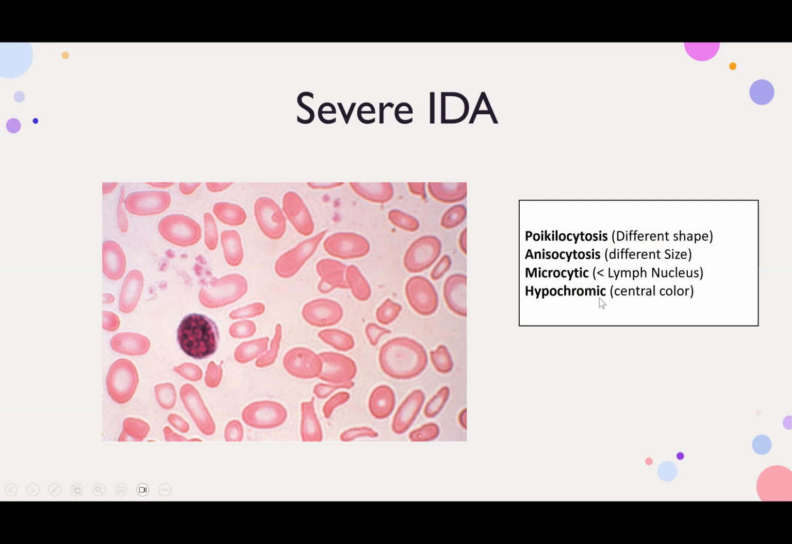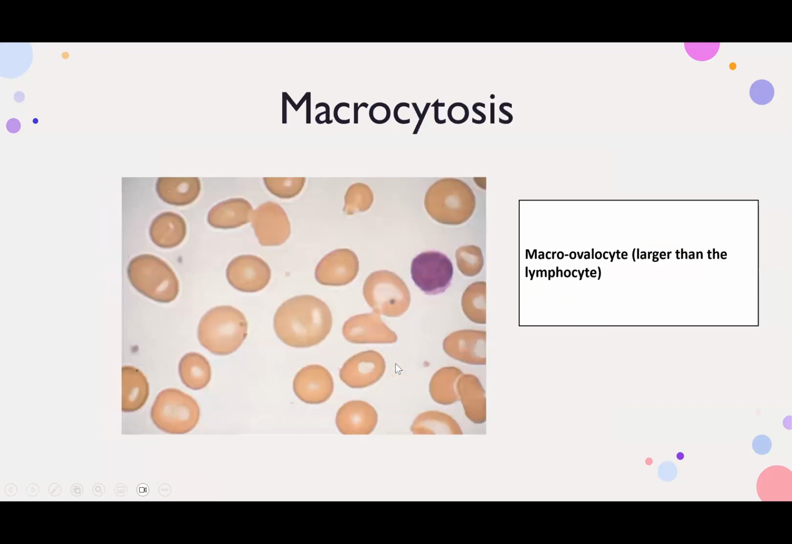Now, hypochromic means you have central pallor. Hypochromic means the pigmentation, the central pallor is decreased, okay? That's why we call it microcytic hypochromic anemia. Iron deficiency anemia. Why do we call it microcytic hypochromic anemia? Because the RBC's size is less than the lymphocyte nucleus size, and hypochromic because of the central pallor.